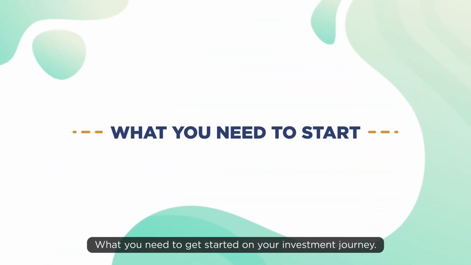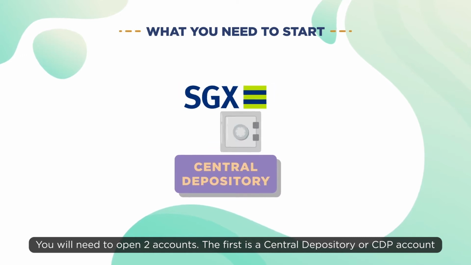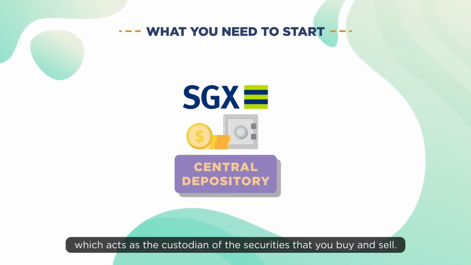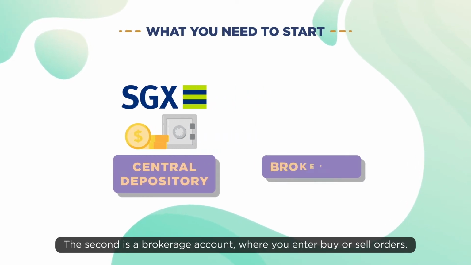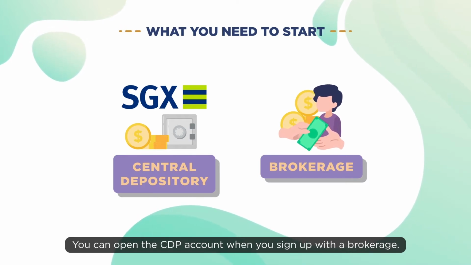What you need to get started on your investment journey. You will need to open two accounts. The first is a central depository, or CDP account, which acts as the custodian of the securities that you buy and sell. The second is a brokerage account, where you enter buy or sell orders. You can open the CDP account when you sign up with a brokerage.